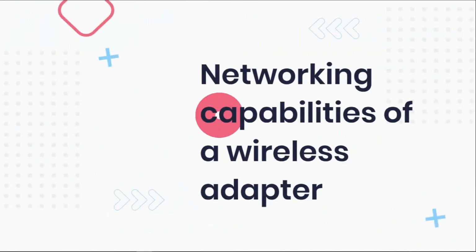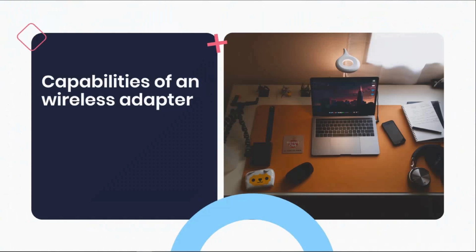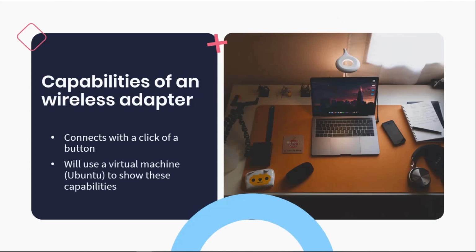Now let's look a little closer at the networking capabilities of the interface adapter. In the real world, you just click a button to connect to your wireless access point. We would like to show you what happens behind the scenes when you connect to a wireless access point. We'll be using a virtual machine to show these capabilities with step-by-step screenshots. Later in this lesson, we'll take you through the installation process of virtualization.